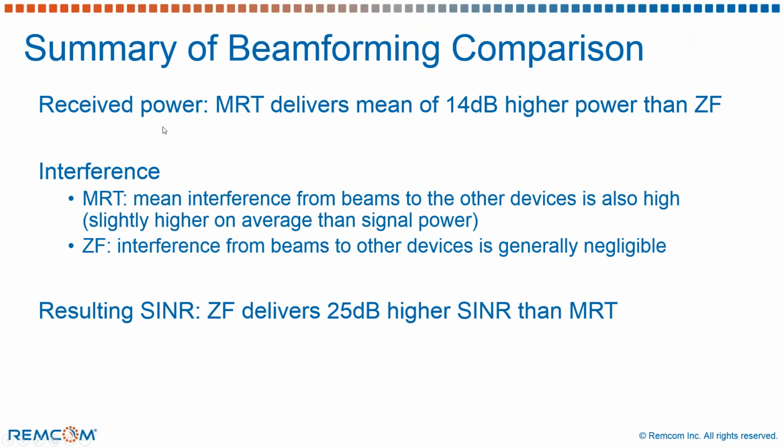So for this beamforming comparison, the bottom line is that the received power from MRT was about 14 dB higher than zero forcing, but because of the interference from the other beams and the fact that the interference was minimized by zero forcing, the zero forcing was able to deliver an average of about 25 dB higher signal to interference plus noise than MRT.